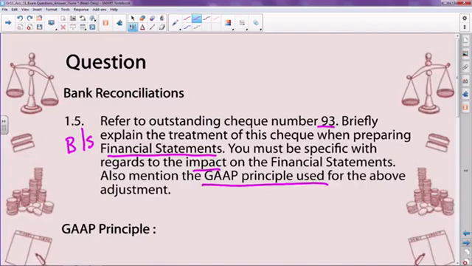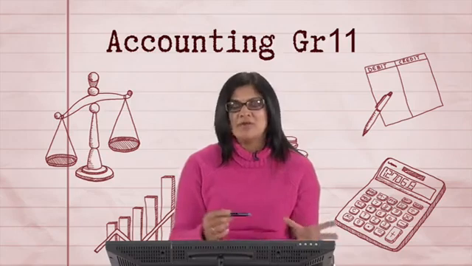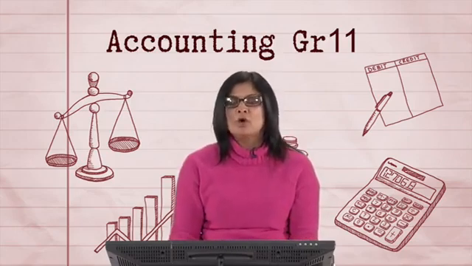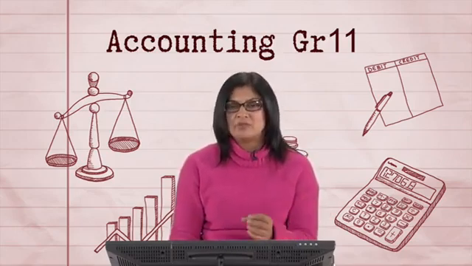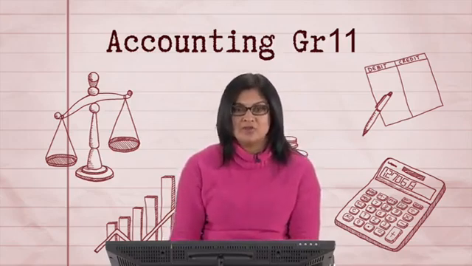Okay, so what I want to do is I want to go to the information. I want to obviously draw your attention to check number 93. And then I want to give you a minute to try to figure out, if I was preparing the balance sheet, which 2 items in the balance sheet will now get affected with this particular entry. Okay, so let's do that.